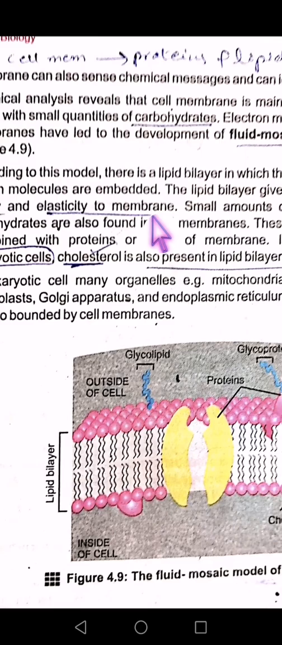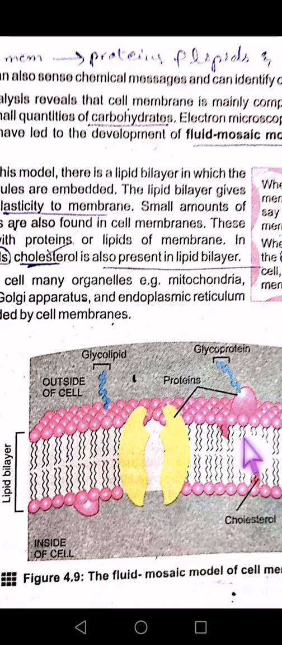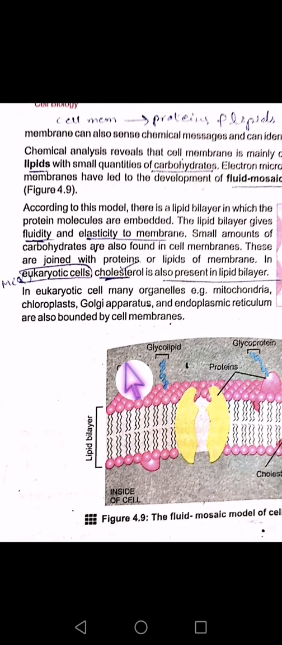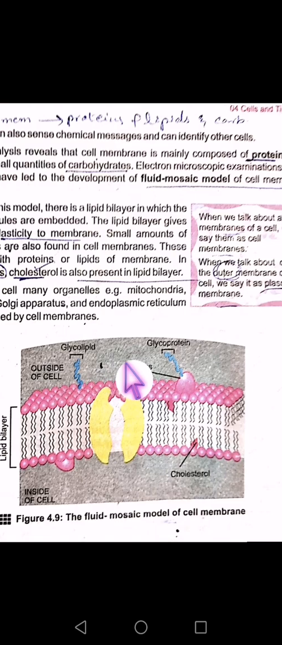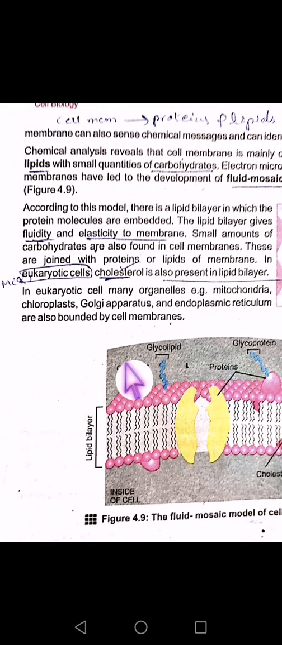As you can see, look here. These pink ones are the lipids, and inside the lipids there are proteins embedded in it. Embedded means they are stuck to it, attached to it, inside it. The lipid bilayer gives fluidity and elasticity to the membrane. Small amounts of carbohydrates are also present, joined with the proteins and lipids of the membrane. In eukaryotes, cholesterol is also present in it. The membrane helps maintain the internal composition of the cell.